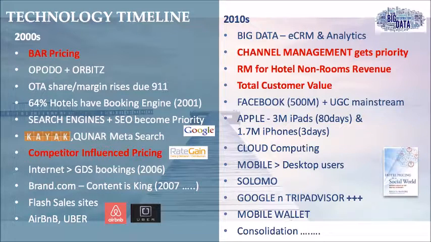Then search engines and SEO started to become a priority. A lot of people understood the concept, were willing to put money behind it, so that became a lot more pervasive in the early to mid-2000s. And then metasearch came in, so you have the Kayaks, and then later on the Chinese players that were coming in. Then competitor influence pricing.